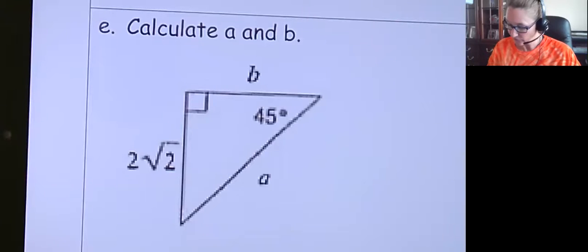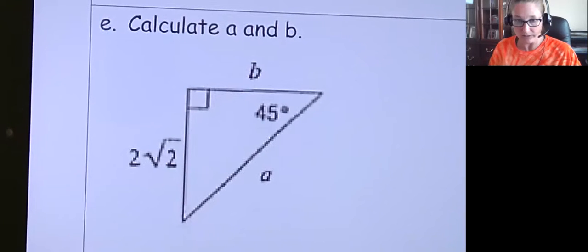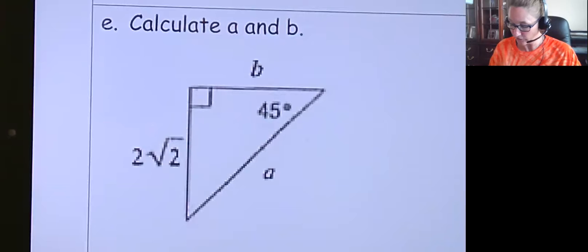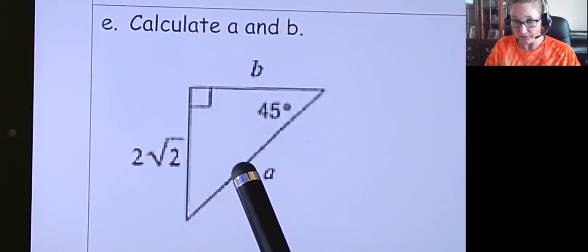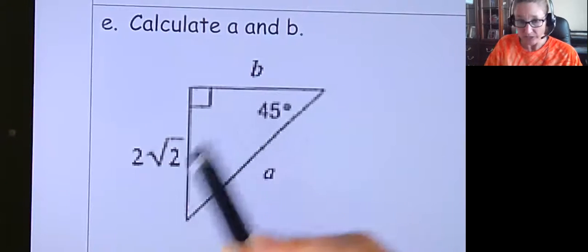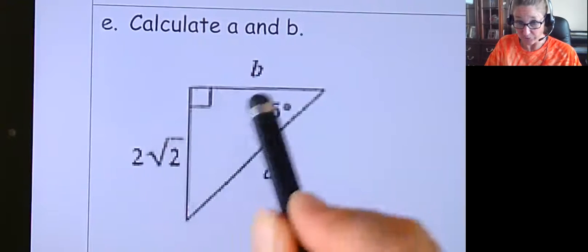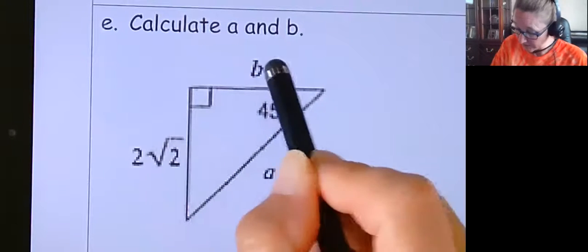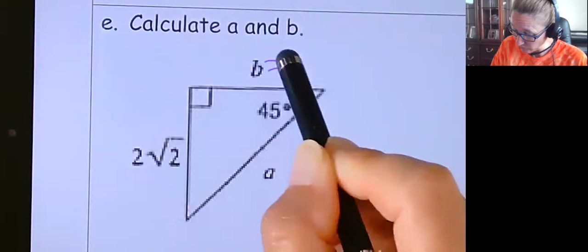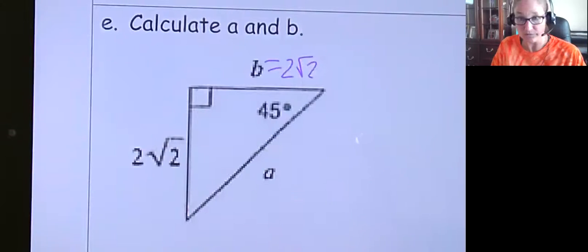Okay, these last 4 are dealing with special right triangles. So this is a 45, 45, 90, okay? So if this is a 2 root 2, the other leg, because these are both the same angles, these are both 45, this has to also equal a 2 root 2.